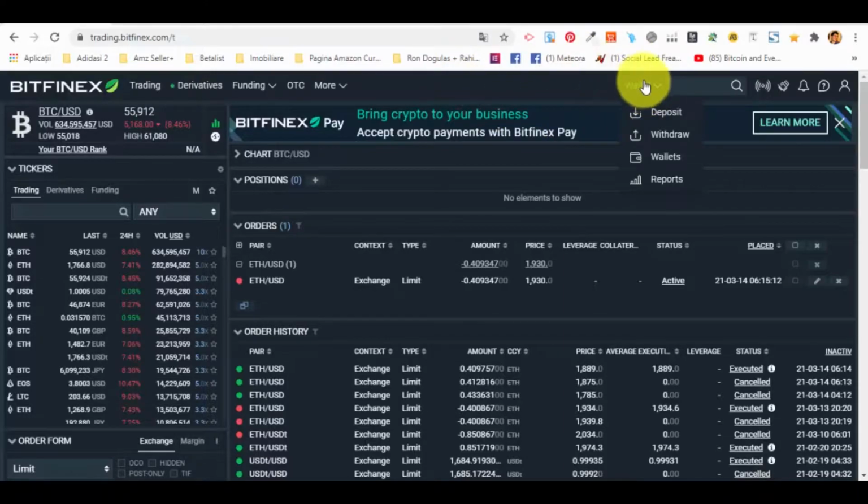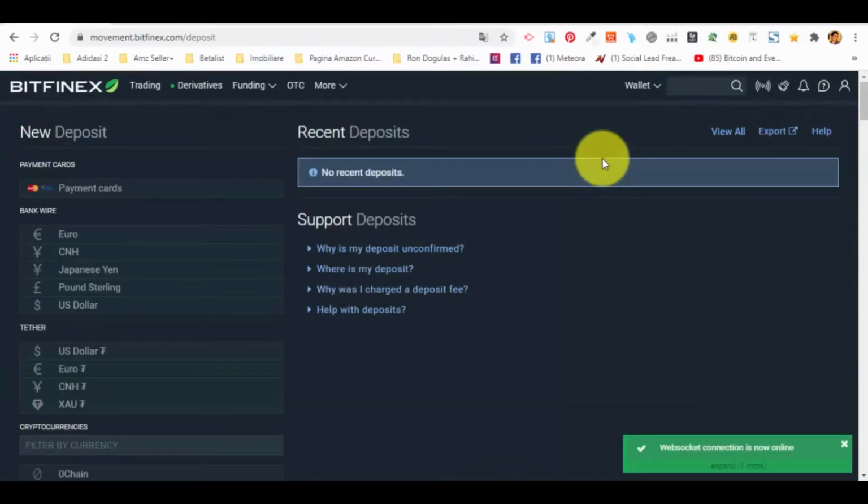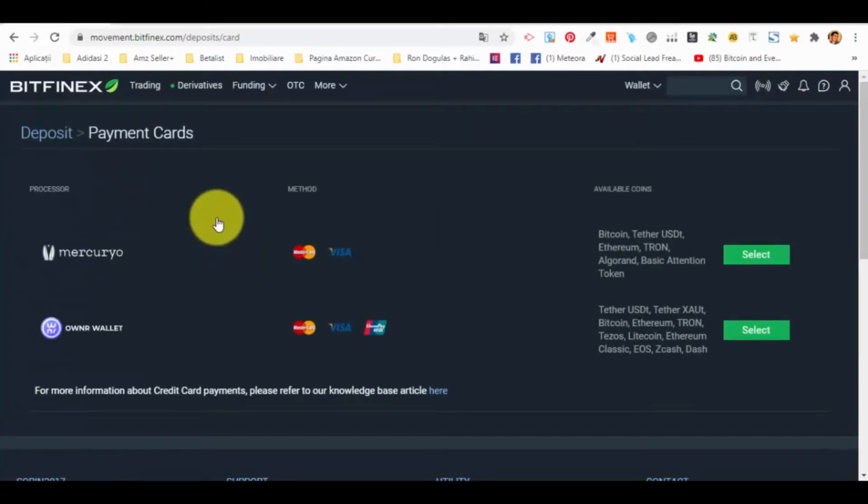So after you log in, you are going to see that in the top part of the screen, in the menu, you are going to have an icon which says wallet. You are going to go on the deposit function, and in the deposit function you can select, as you can see, payment cards. So basically you can fund your wallet from Bitfinex with your card. You just have to go to payment cards.